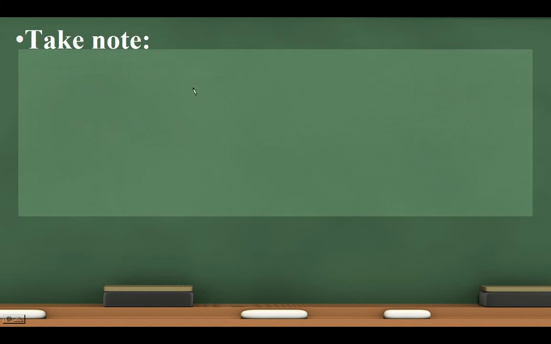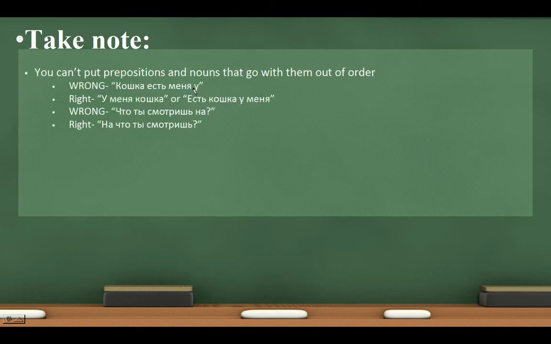Okay, so let me point out a few things real quick. And the first thing I would like to point out is that you can't put prepositions and the nouns that go with those prepositions in any order that you want to. And this is a really important point, because in English sometimes we separate the prepositions, especially when they go with verbs. And so in Russian you just want to make sure that you never do this. So for example, if you want to say I have a cat, you would always have у, which is the preposition, and then the noun that goes with it is меня. So this is like "at me is," and then кошка is cat.